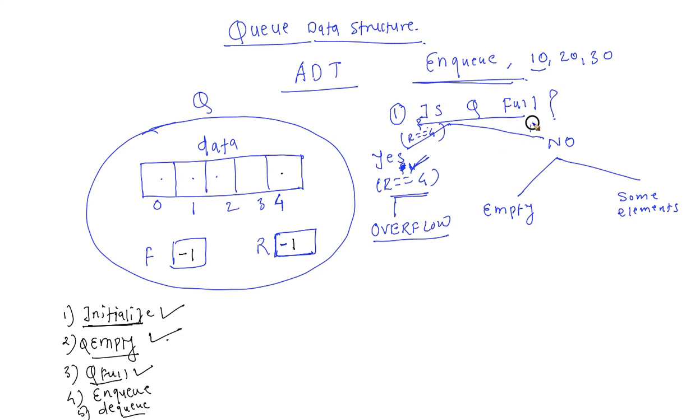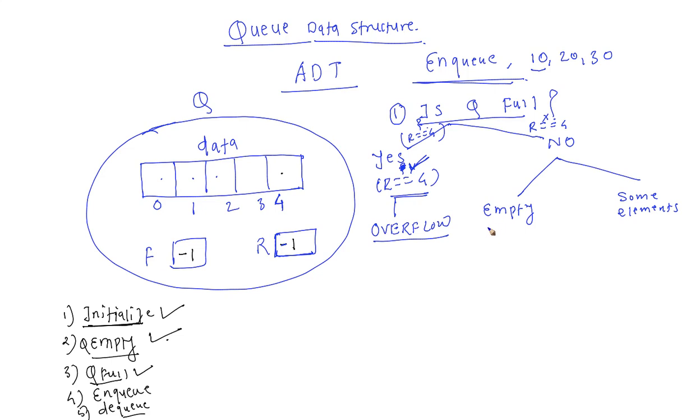Here R is not 4, that's why the queue is not full. So in this case we are getting the answer, queue is not full.